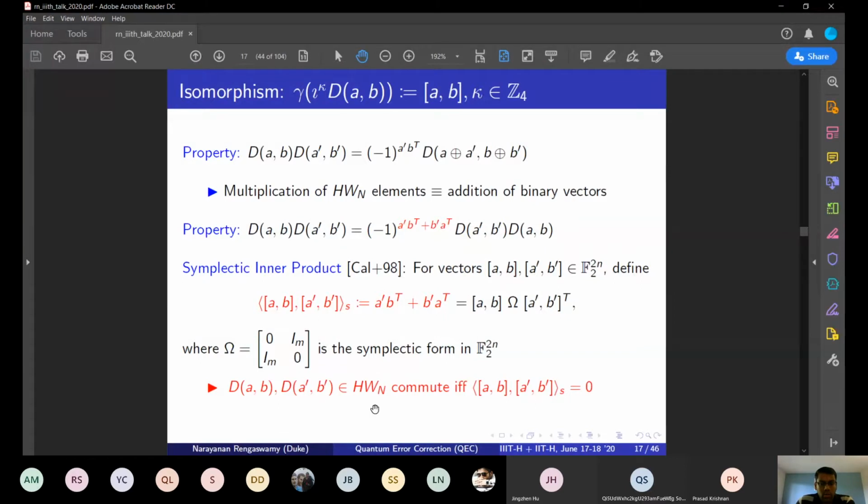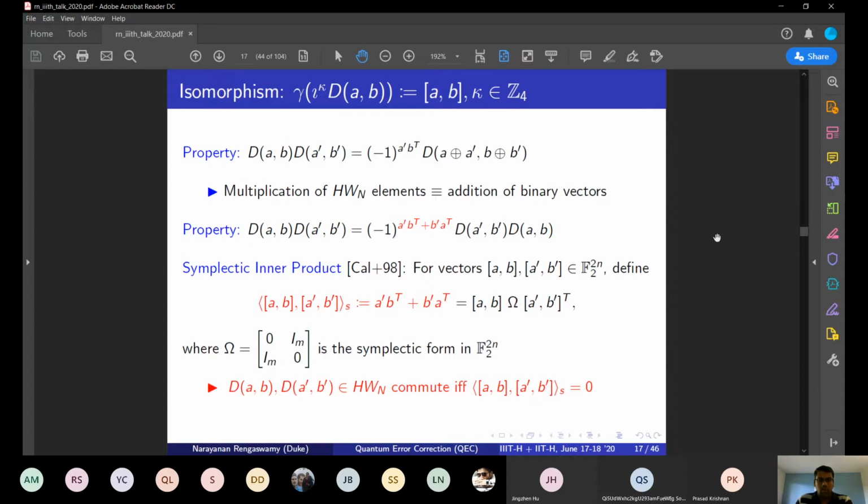Therefore, when you map from the Pauli matrix to the binary vector space, you see that two matrices commute if and only if this inner product is 0 mod 2. So if this is 0, the two commute. If this is 1, they anti-commute. And that's exactly the structure in the Pauli group. Two matrices either commute or anti-commute. And we have this binary addition. So therefore, if you ignore this global phase, this i to the kappa, then the map from DAB to AB is an isomorphism.